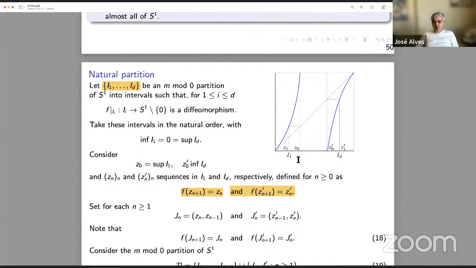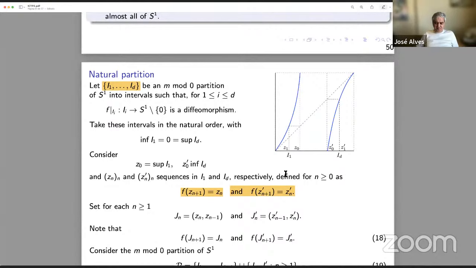So I have a first interval here. I consider them in a certain natural order. So I consider I1 here and ID here. And then I use the same construction I did before in the interval map. I start with this point here. I consider the pre-images, and I do the same here, and I obtain this natural partition.